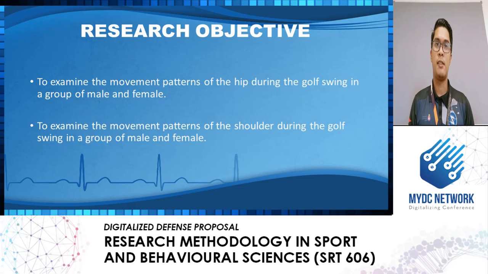Recognizing this gap in research, there is a need for an investigation to look at the differences of hip and shoulder rotation angle. Therefore, the study aims to examine the movement pattern of the hip during golf swing in a group of male and female. And the next one is to determine the movement pattern of the shoulder during golf swing in a group of male and female.